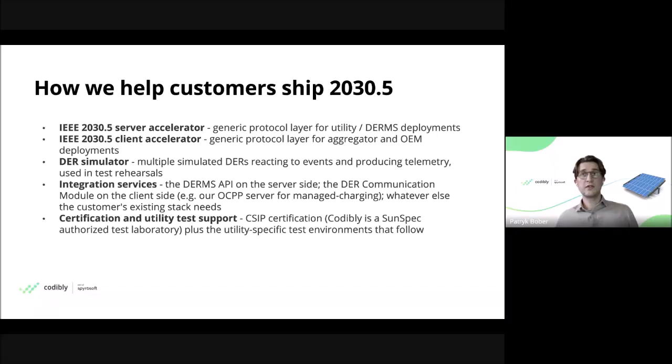On the services side, we deliver the per customer integration work itself, the DERMS API on the server side, and their communication module on the client side, wired in to whatever the customer's existing stack needs. The shape of the downstream integration varies project to project, and one example is our OCPP server, which we use when the customer needs managed charging through an OCPP backend. And we walk every project through SysIP certification and the utility's own test environment. The protocol layer is already done, the testing tools are already there, and the integration team focuses on the parts that vary between utilities. And let's move to the next slide.